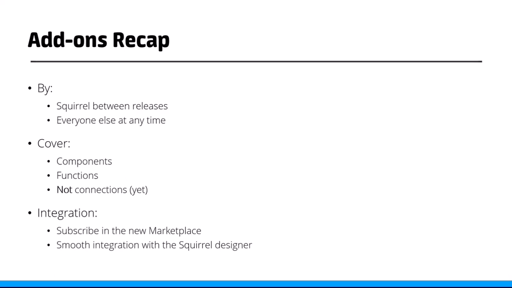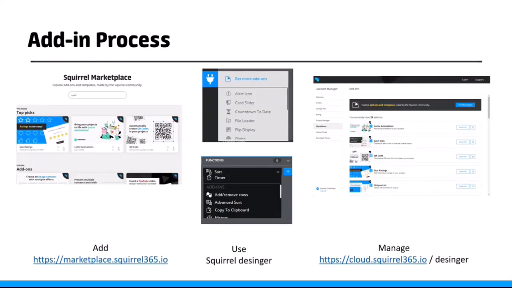Now you subscribe in the marketplace to add-ons, and they integrate seamlessly with the designer, so you can use them in your projects almost as if they were just native components rather than add-ons. And the way that that's managed is by adding them in the Squirrel Marketplace. So you go to marketplace.squirrel365.io, you see all the add-ons that are there. You can use them in the Squirrel Designer, and we'll do a lot of that today, so I won't cover that. And you can also manage them in your cloud account or in the designer.